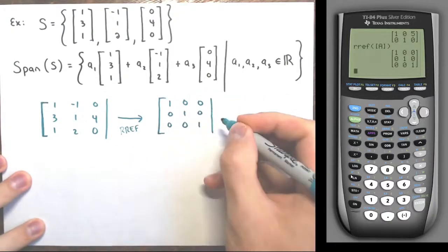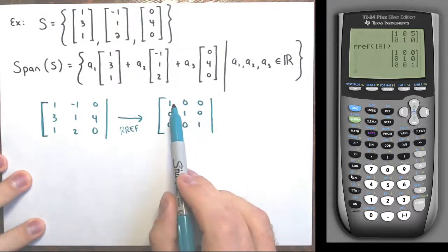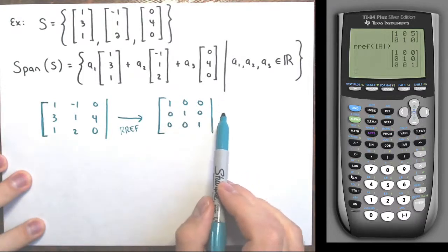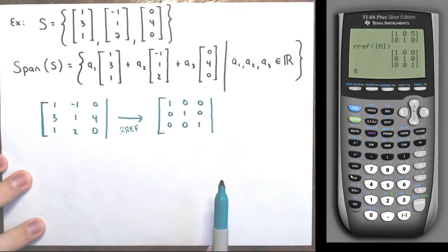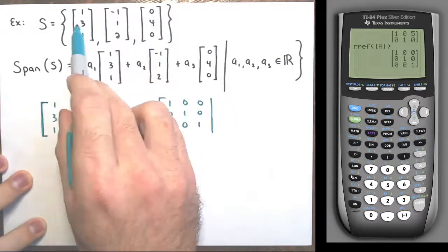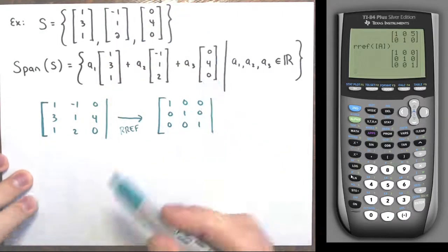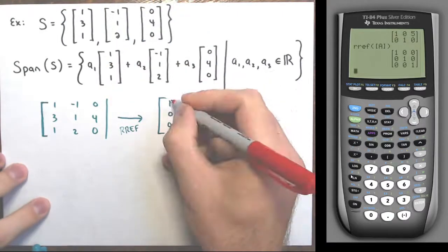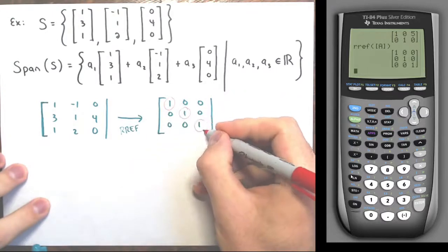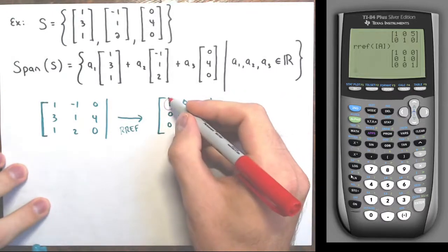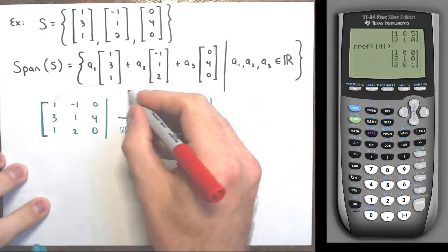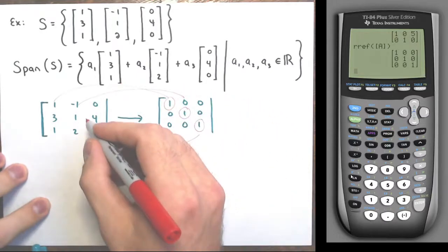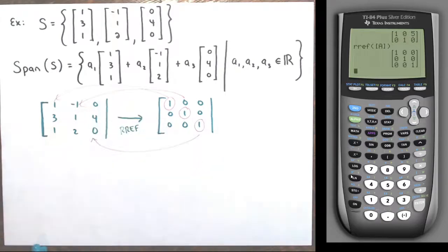So if I were setting up that equation, the first scalar would be 0, the second scalar would be 0, the third scalar would be 0. So only the trivial solution would be a solution to that equation where I set a linear combination equal to the 0 vector. So this set is linearly independent. Or you could also say, hey, each column, the first, second, and third column, has a pivot. So this first, second, and third vector form an independent set. So S is a basis for the span of S this time.